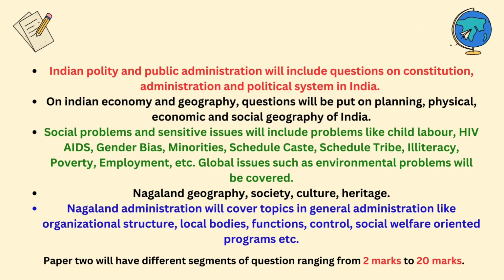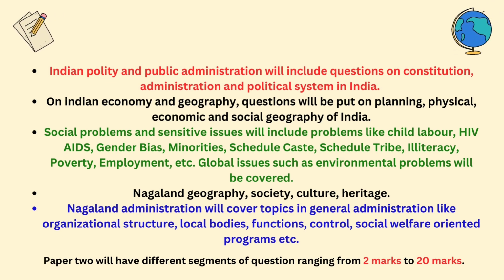Point number 1. Indian polity and public administration will include questions on the constitution, administration, and political system in India. 2. On Indian economy and geography, questions will be put on planning, physical, economic, and social geography of India. Point 3. Social problems and sensitive issues will include problems like child labor, HIV/AIDS, gender bias, minorities, scheduled castes, scheduled tribes, illiteracy, poverty, employment, etc. Global issues such as environmental problems will be covered.